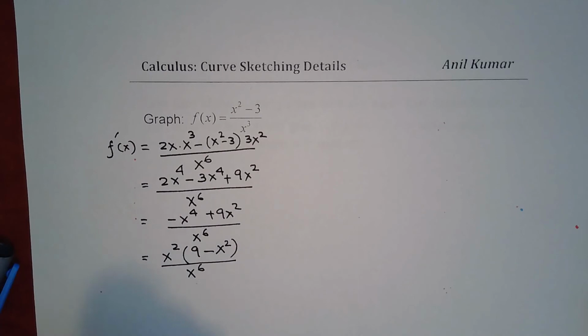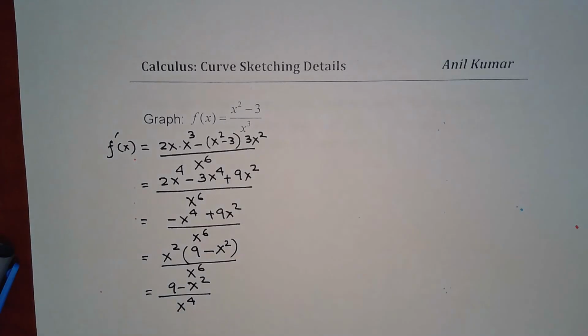And now x to the power of 6 and x square, you could simplify a bit. We get 9 minus x squared over x to the power of 4. So that is the derivative.